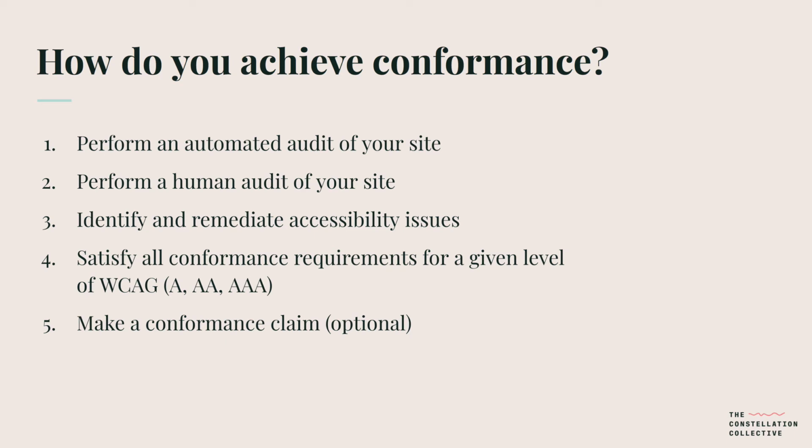And for some context, meeting A accessibility involves 30 success criteria. AA has to meet all of those and an additional 20 criteria. And AAA adds 28 on top of that.